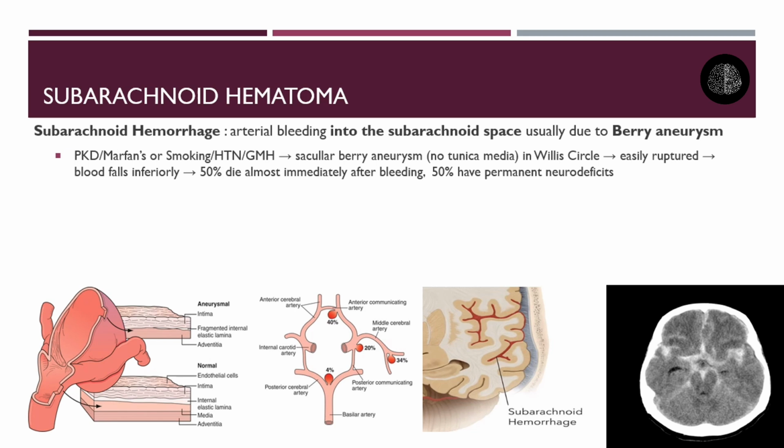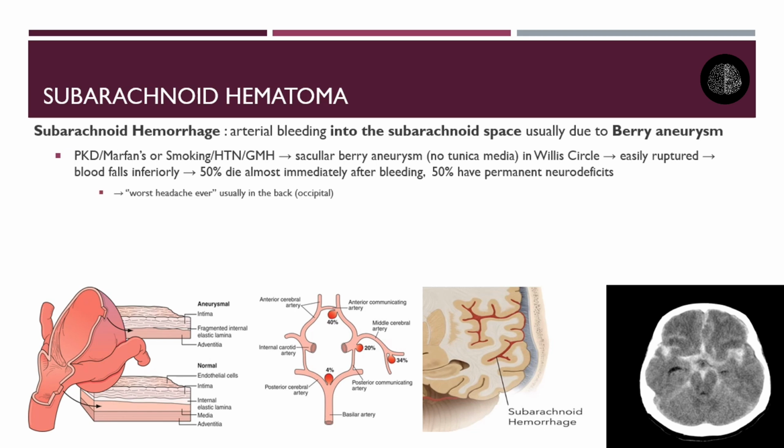So it causes a saccular berry aneurysm, where as you can see in the picture, there is no tunica media in the circle of Willis. It is easily ruptured and the blood falls inferiorly, inferiorly as in closest to the neck than to the top of the head. And then 50% die almost immediately after bleeding, and that's why I said it's the most life-threatening. And the other 50% have permanent neural deficits, like vascular dementia, for example.